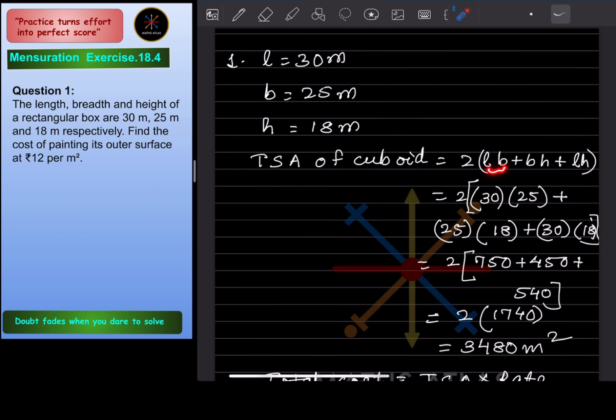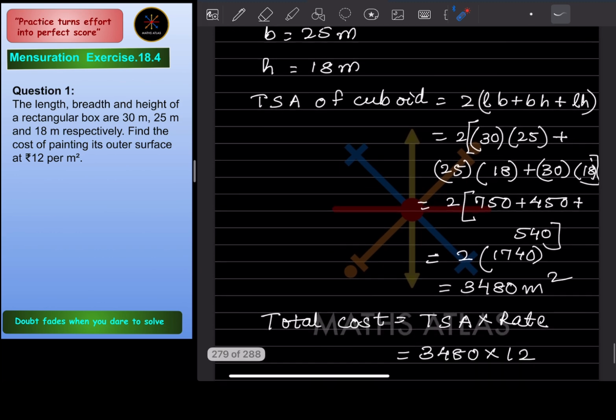Length into breadth. Now this is ending with B, so this is going to be B into H, because see, length, breadth and height: first this and this, then this and this, and the last one will be L into H. This is an easy way to remember, and this will be 2, and this whole thing in the bracket. Once this is done, plug in the values. After plugging in the values, you get 2 into, add this, 1740. So 2 into 1740 will be 3480 meter square.